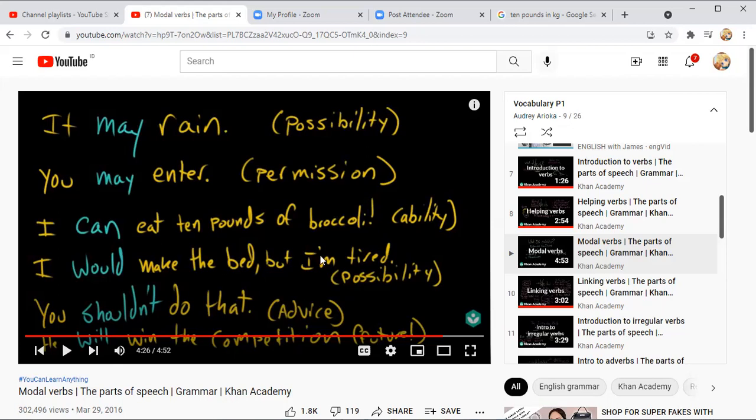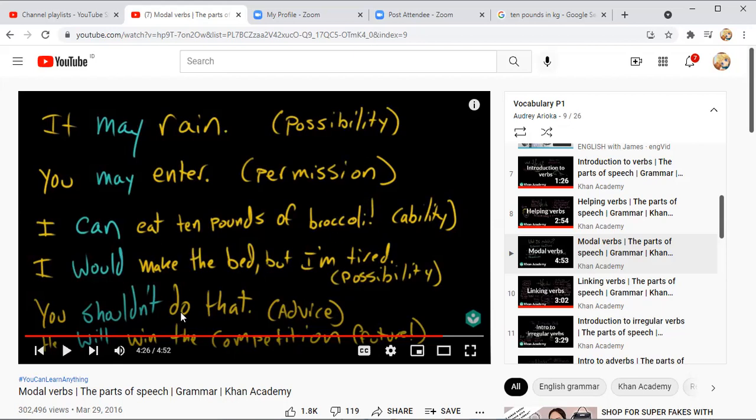I will make the bed, but I'm tired. Okay, it's another possibility because saya akan membereskan tempat tidur, tapi saya capek loh. Jadi, but it's still a possibility. I mean, dia masih mungkin untuk membereskan tempat tidurnya, tapi we don't know when because they are tired. Probably they're going to rest first before they're going to make the bed.